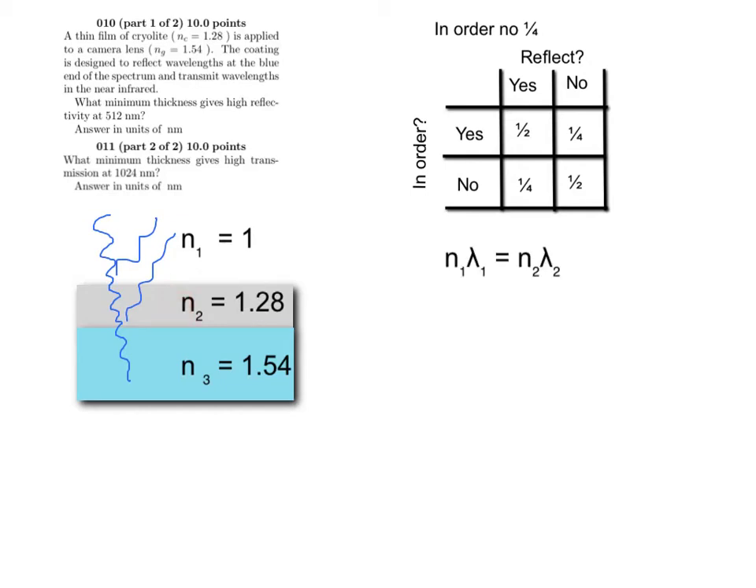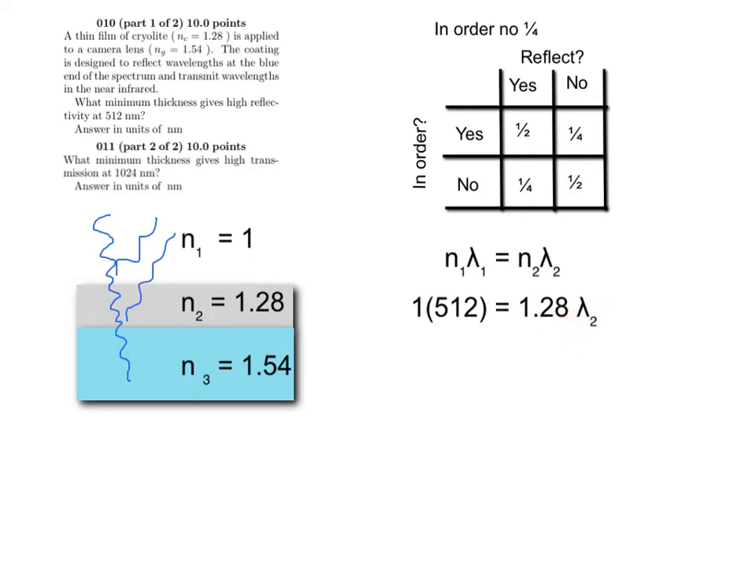Now I know that N1 lambda 1 equals N2 lambda 2. Lambda 2 is in here, and I need a half of that wavelength to be the thickness of this coating, so I've got to figure out what lambda 2 is. I know N2 is 1.28, I know that N1 is 1, and lambda 1 is 512 nanometers. So 1 times 512 nanometers equals 1.28 times lambda 2 in nanometers.